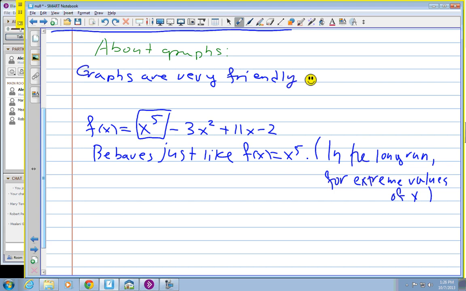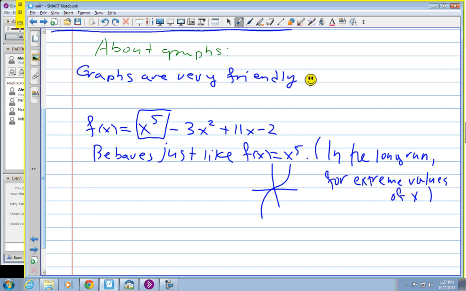Just like x to the power 5, it will look like that. Right? X to the power 5 looks like that, just like an x cubed. Well, this function in the long run will look like that. Some things will happen in the middle, which we'll figure out a little later. But in the long run, it will go up on the right and down on the left.